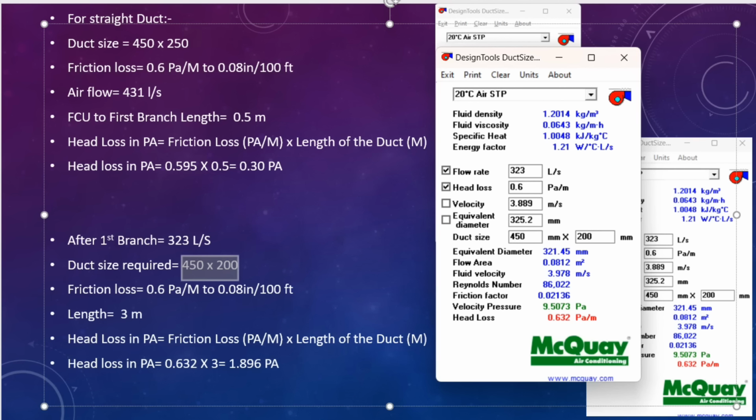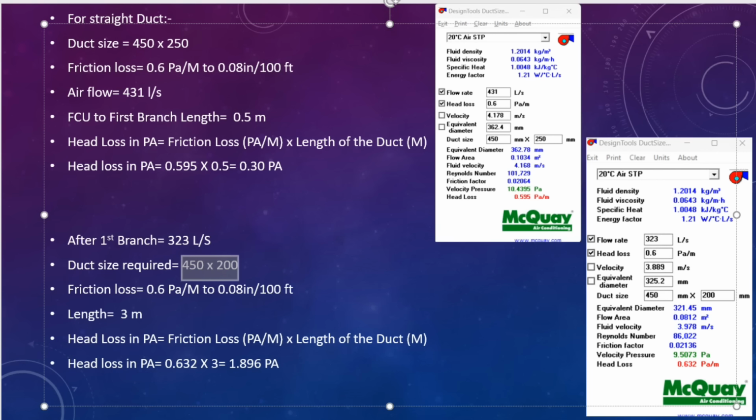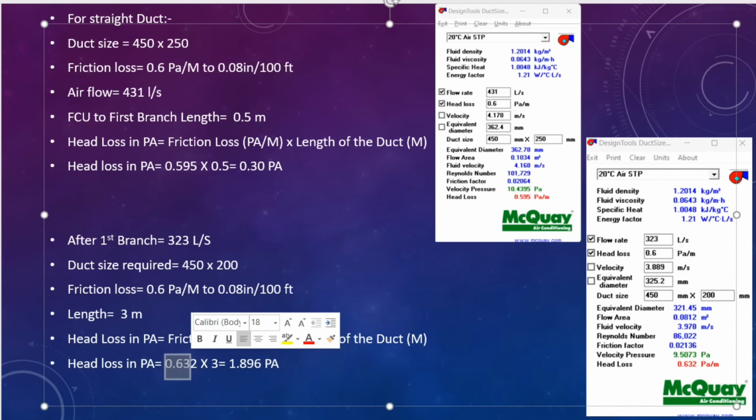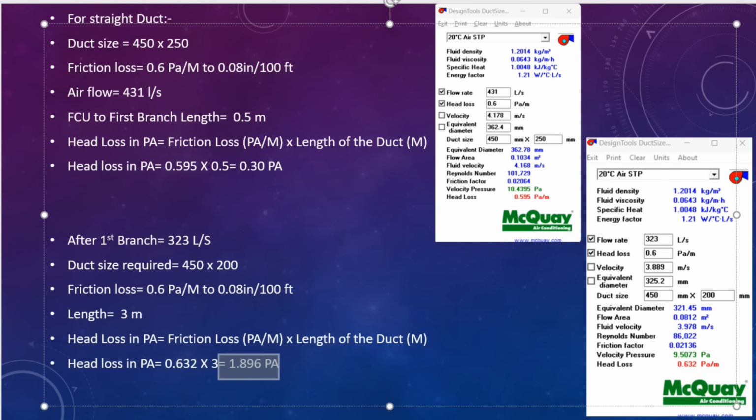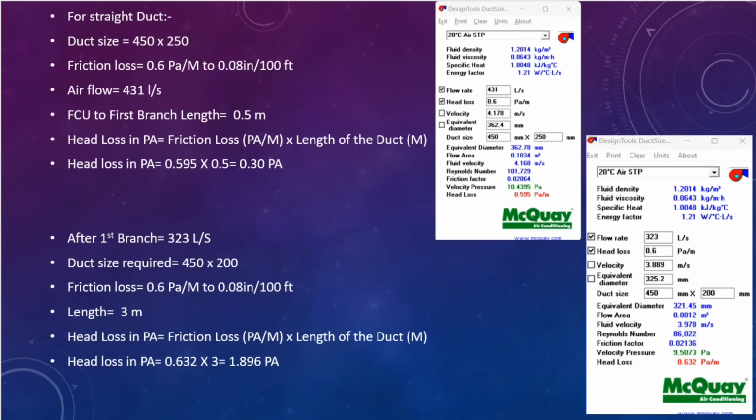So I'll enter 323 liters per second, that is the flow. Head loss is 0.6 Pascal per meter, and here the duct size, for example in this drawing it is mentioned 450. So the height will be 200 automatically, and the head loss is 0.632 Pascal per meter. So you can see here the head loss, that is 0.632 Pascal per meter. I'm going to apply the same 0.632 Pascal per meter to the total duct length, which I mentioned in the drawing is 3 meter. So the answer will be 1.896 Pascal.